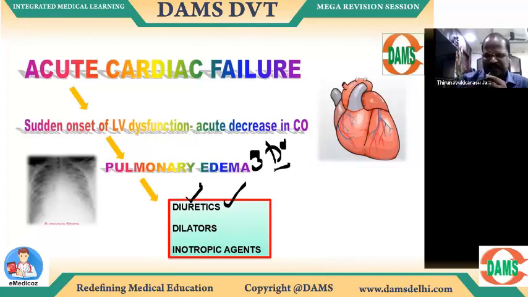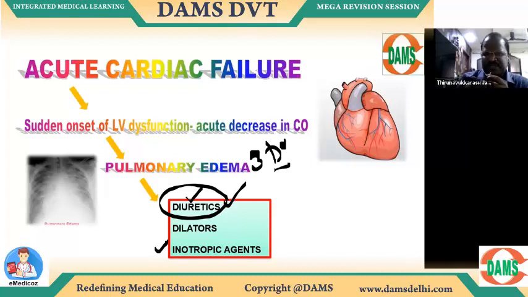Here, once again, an important MCQ. When you say diuretic, the most important question is: which is the most important diuretic useful for relieving symptoms of acute heart failure? It is intravenous furosemide, a loop diuretic. That's the most important MCQ. For relieving symptoms of acute heart failure, the diuretic of choice is intravenous furosemide. And then dilator. We have some vasodilators, arterial dilators, venodilators. Coming to inotropic, a lot of drugs are there like digoxin, dopamine, dobutamine, norepinephrine. Like that, we have so many inotropic agents.